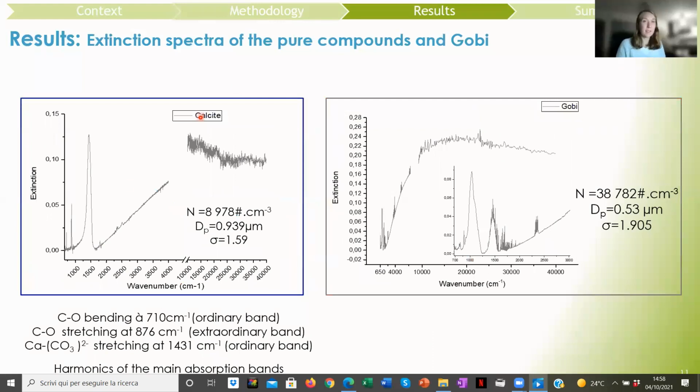Extinction spectra of calcite. Here it's also a non-clay material which is also crystalline, but in that case the ordinary and extraordinary rays are separate, so we can distinctly see them. And here, in the diffusion slope, we have some harmonics corresponding to the main absorption band. This could be really interesting to retrieve in the complex refractive index and see in Gobi. So here the Gobi extinction spectra, and then we will try to see if all these features correspond to the main three compounds.